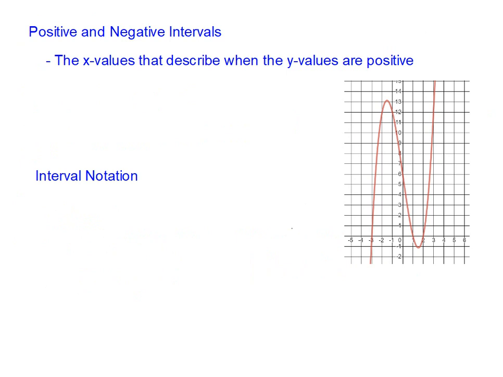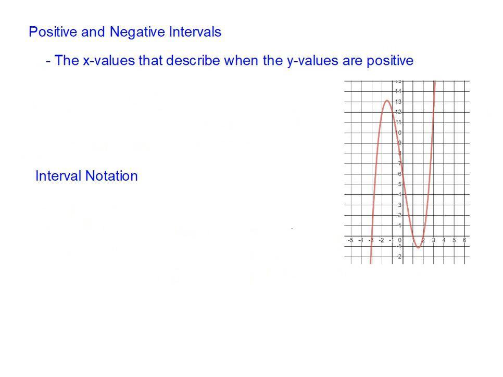All right, positive and negative intervals. This one trips students up sometimes, so we're going to spend a little bit of time on it, hopefully making sure we get it right so that you know what's going on. Basically, positive and negative intervals are where the y values are positive. So describe, using the x values, where the y values are positive. I'm going to use this graph here again that we've used a few times.